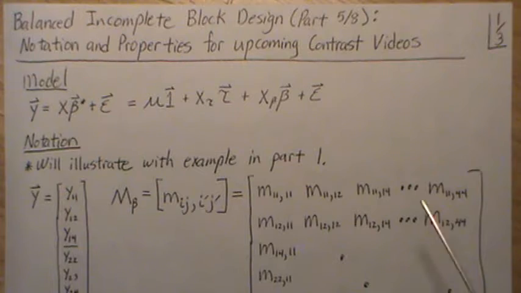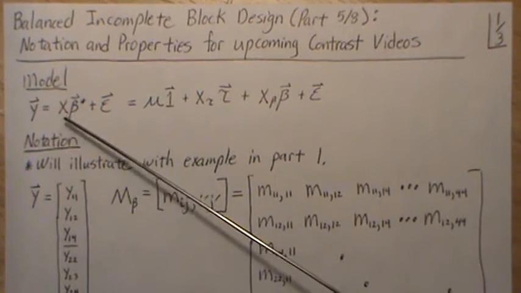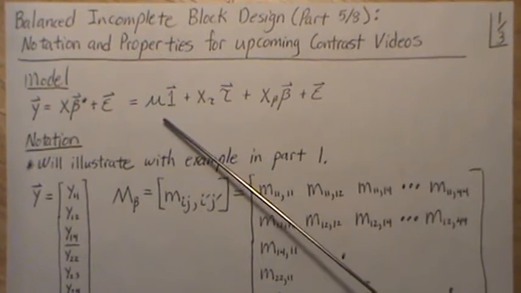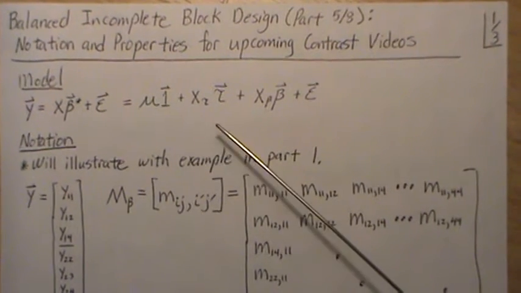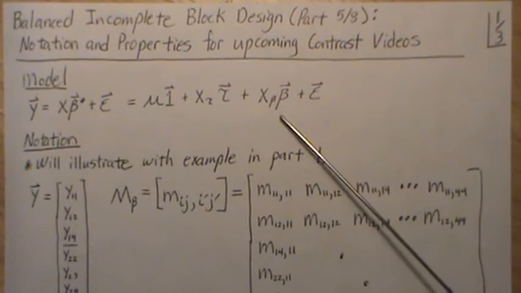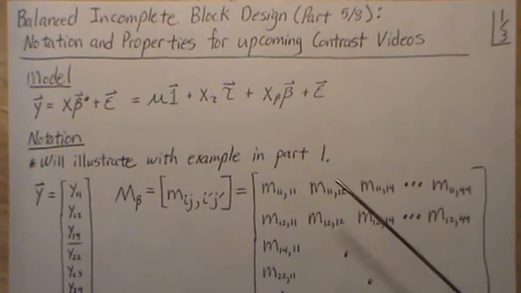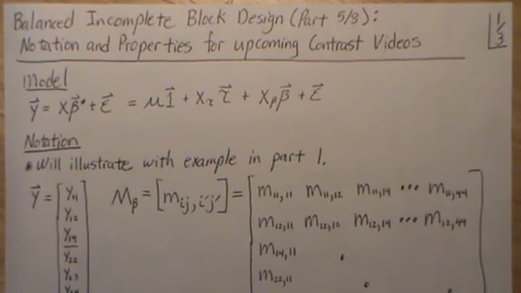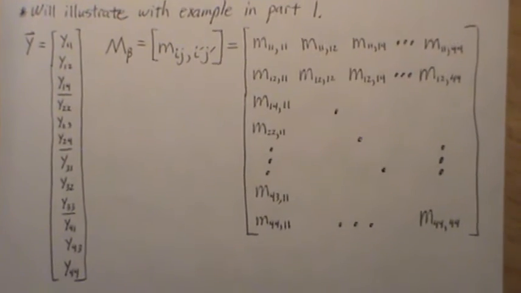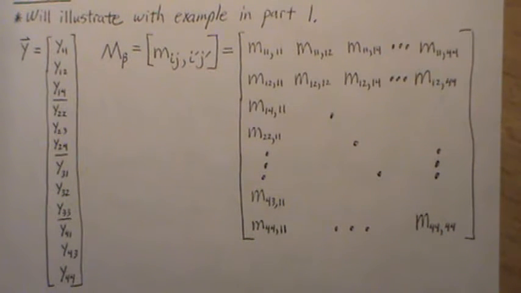Now, as a reminder, our model is y equals x beta plus epsilon, and then it's broken down into this: the mu plus the 1 vector, x tau times tau, and this deals with the treatment effects, and x beta times beta, which deals with the block effects. Now, the notation that we use, we're going to kind of steal from the example we used in part 1, and it was this. And so this is sort of generically what we did.